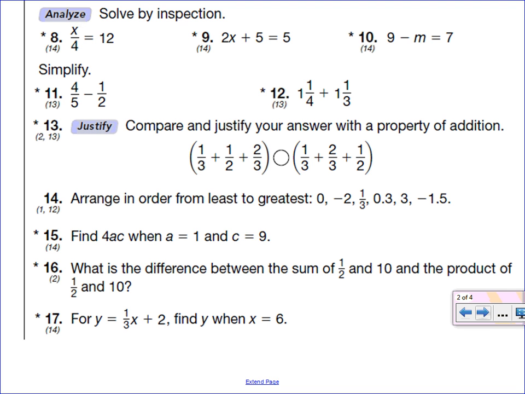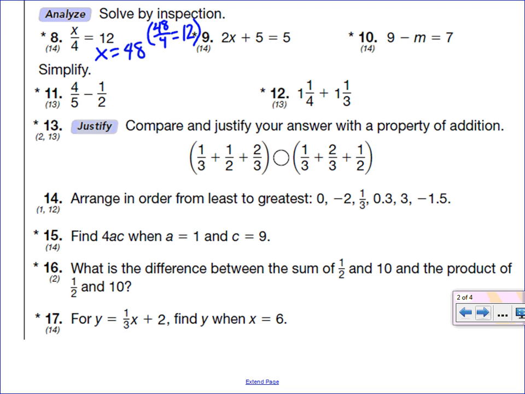Solve by inspection means think about the situation and see if you can figure out what number the variable must be. So x divided by 4 equals 12. What that means is that a number divided by 4 gives me 12. And the number that when I divide it by 4 gives me 12 is 48. To check it, I do 48 divided by 4. Well, 4, 8, 12, 16, 20, 24, 28, 32, 36, 40, 44, 48. That is 12.